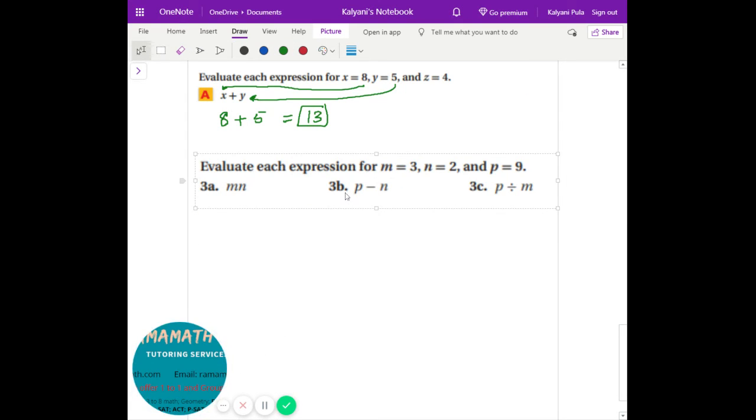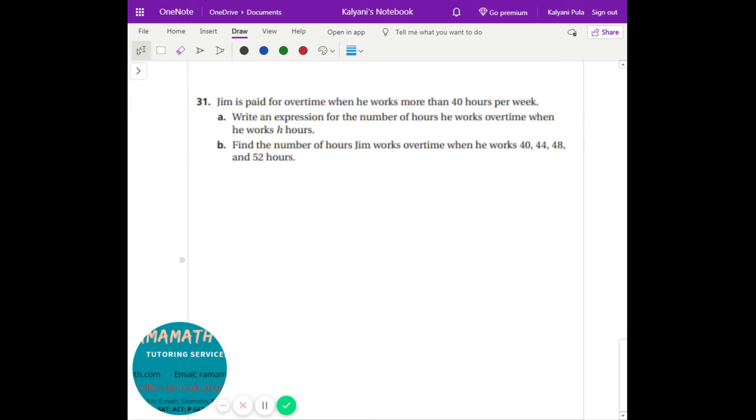Let's look into this one. This time, m is given 3, n is given 2, and p is 9. We have to do these operations. 3a is 6, 3b is 7, 3c is 3. Very good. Since you understand that one, let's try this word problem.